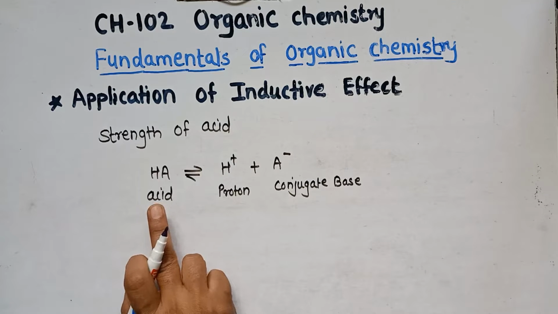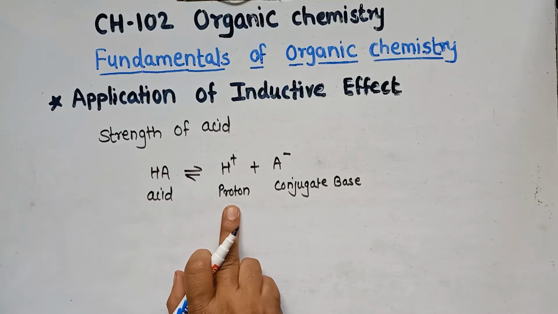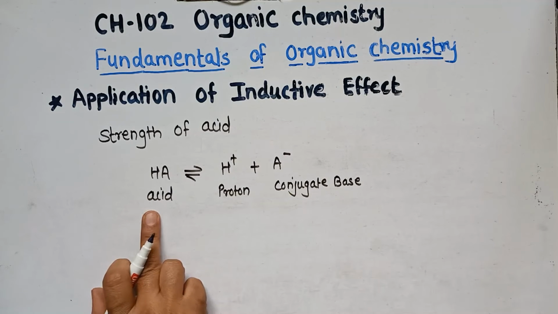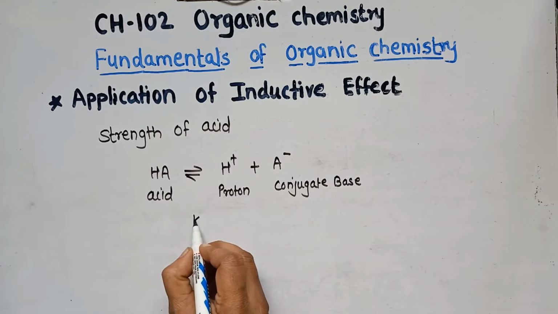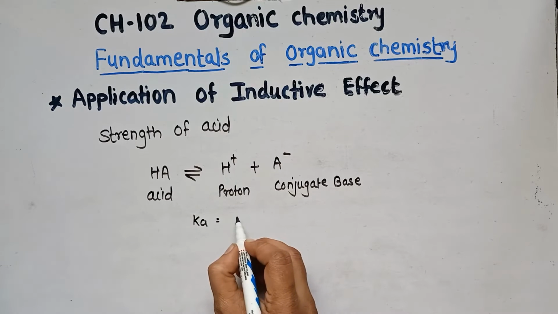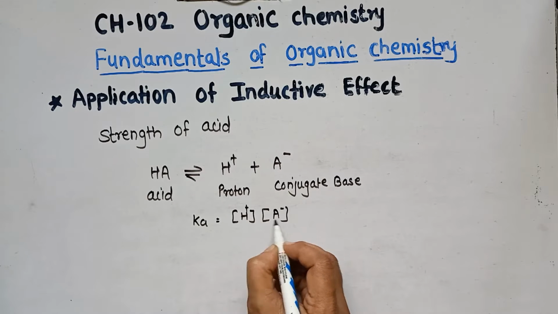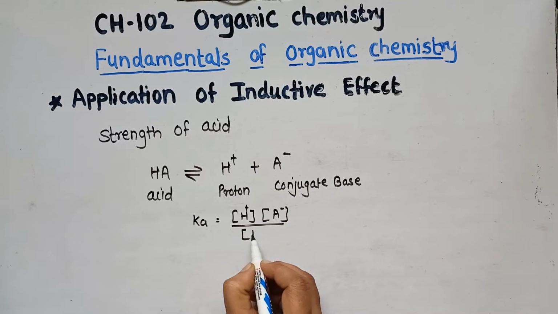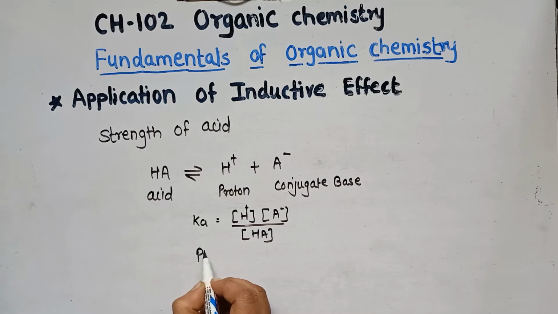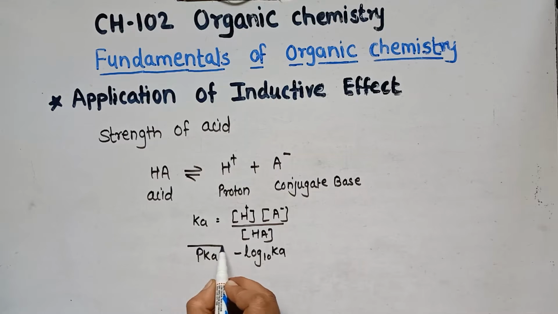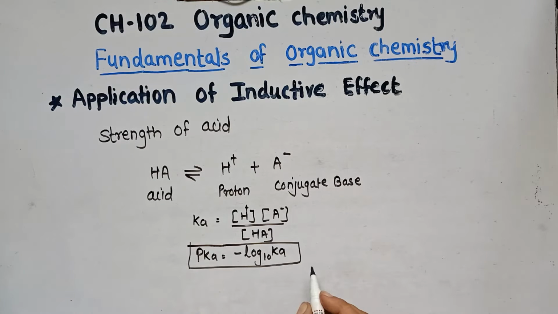What I am saying here, the acid is stronger when it produces more H plus, as well as its conjugate base is more stable. Then this acid is a stronger acid. Then we apply the law of mass action and find out the equilibrium constant, concentration of product upon concentration of reactant. So pKa is nothing but negative log to the base 10 of Ka. So by this formula we can find out the pKa value.